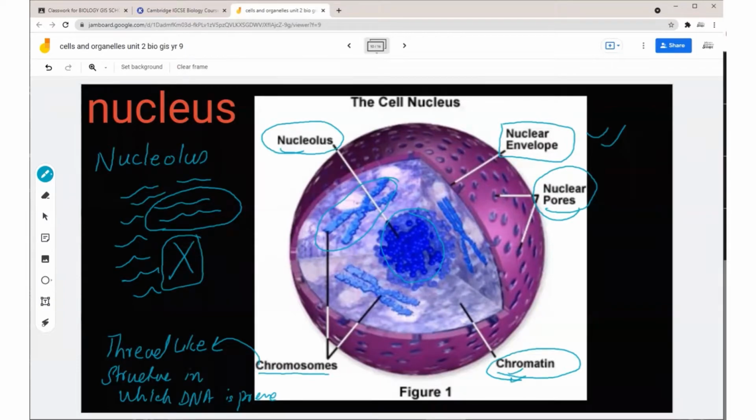How many structures did we learn? Nuclear envelope, a protector outside. Nucleopore, pores, so that information can go and come inside the nucleus. Nucleolus, a dense body inside it. Chromosome, the structure where DNA and genes are present. Chromatin, when chromosomes are not present in their X shape, they are present thread-like, and that is called chromatin. Make sense?